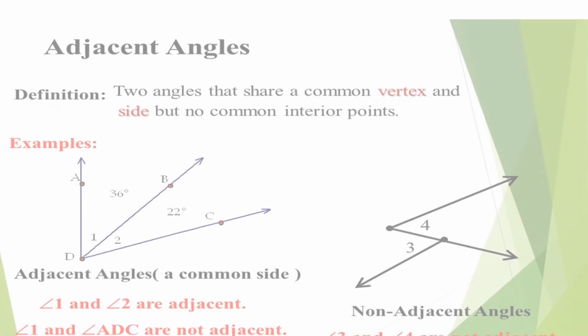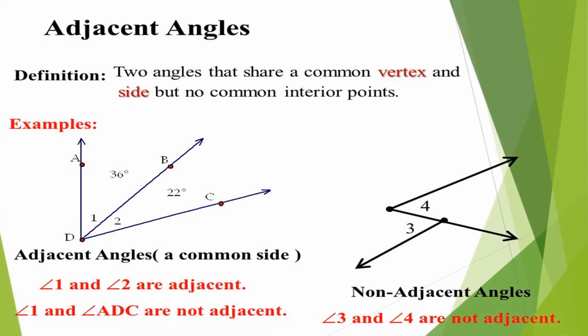The next, adjacent angles. Now the definition of adjacent angles. See, two angles that share a common vertex. The same as when we studied adjacent sides, there should be a common vertex. Here also, two angles share a common vertex and side. For adjacent sides we only saw the vertex, but adjacent angles should have a common vertex and a common side, but no common interior point.